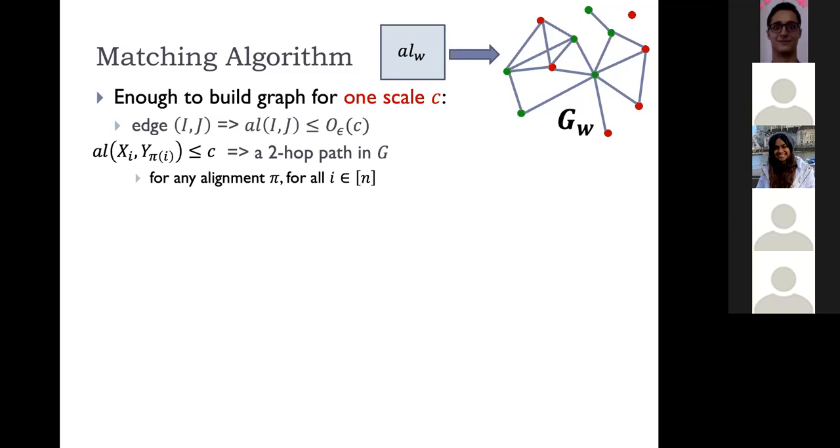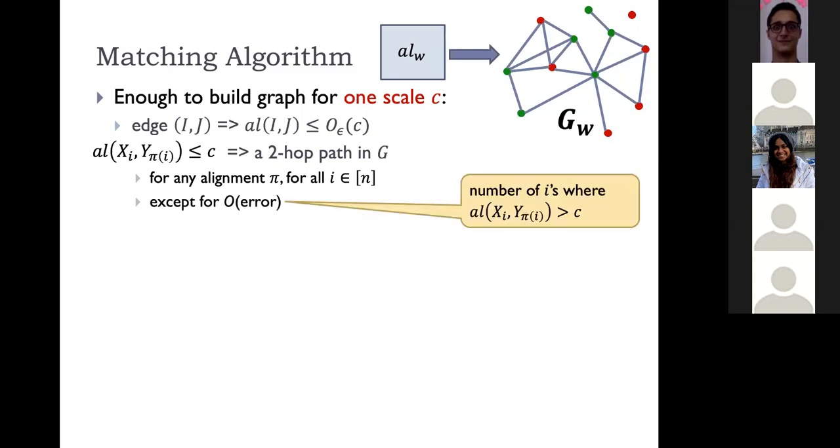Now, this is still not possible, because if we have this guarantee and we say that this is for any alignment, that pretty much forces the second property to hold for any pair x_i and y_j. And again, this is a little bit too much. So what we really do is that we'll do this for all i's except a number of i's which are proportional to the error, where error is the number of i's where this distance is bigger than C. Okay, so at least in this case, this is a formal statement. This is what we can get if focusing on one scale.